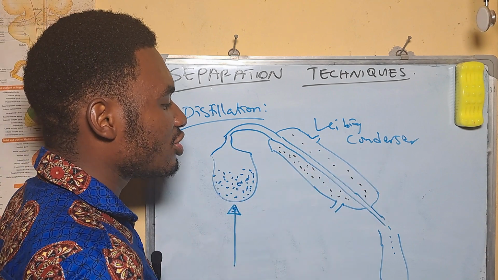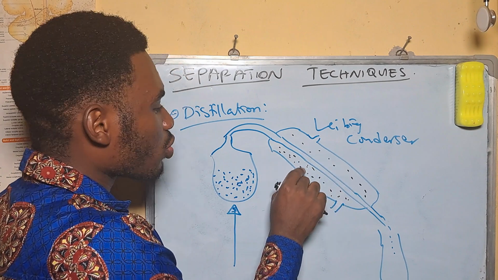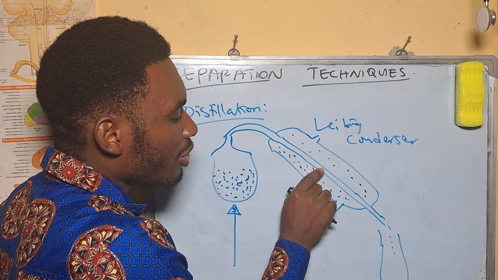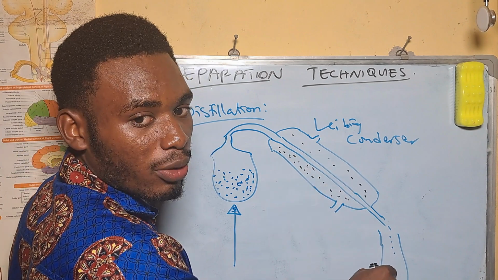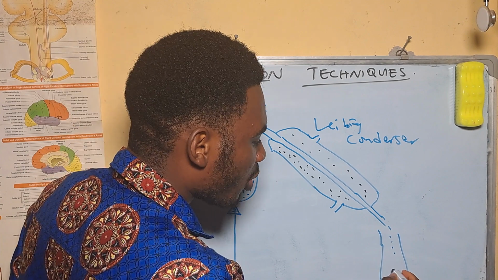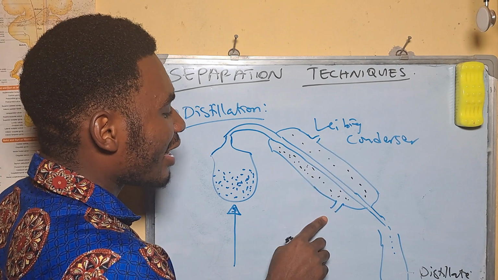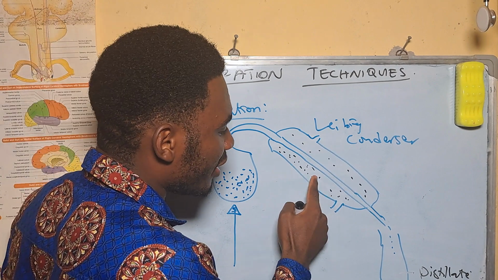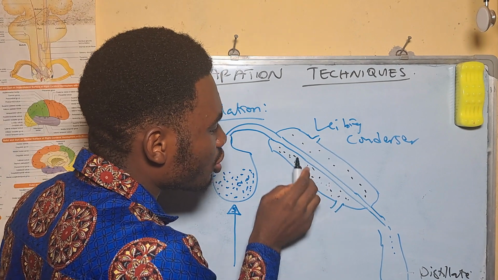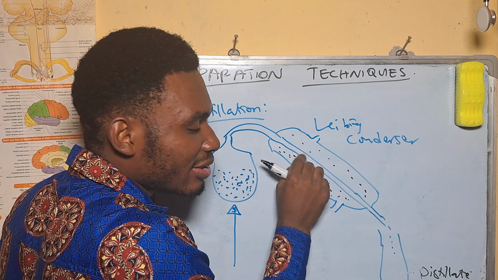This condenser tends to cool the vapor. Once you cool this vapor, it forms a liquid here, which is the pure solvent. This pure solvent is called the distillate. This condenser has an inlet for water to enter here. Once water enters here, the water tends to cool down the vapor in this particular pipe.